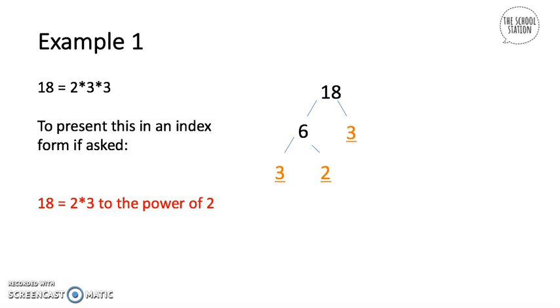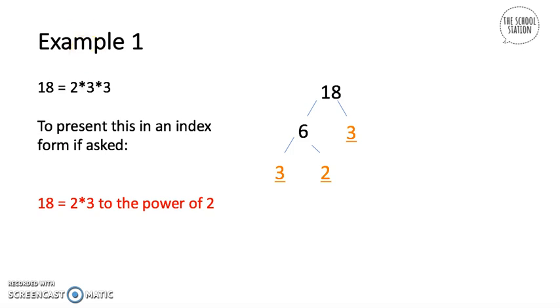Now sometimes you may be asked to present your answer in index form, and this is when they tell you to express a number as the product of powers of its prime factors. When they say the keyword powers, that means they are telling you to present this in index form. So when you do that, you will get 18 equals 2 times 3 to the power of 2. Over here I have written to the power of 2, but obviously you can just put a little 2 next to the 3 as the power, so they will know it's 3 squared or 3 to the power of 2.